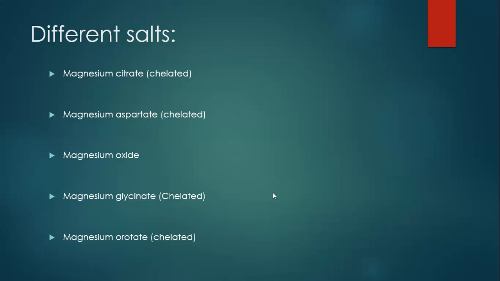Now we will talk about the different salts available in the products, and we will talk about the meaning of chelated and its benefit in terms of absorption. The different salts that we have are magnesium citrate, magnesium aspartate, magnesium oxide, magnesium glycinate, and magnesium orotate. As we notice, all these are chelated, and we have magnesium oxide as a pure salt.